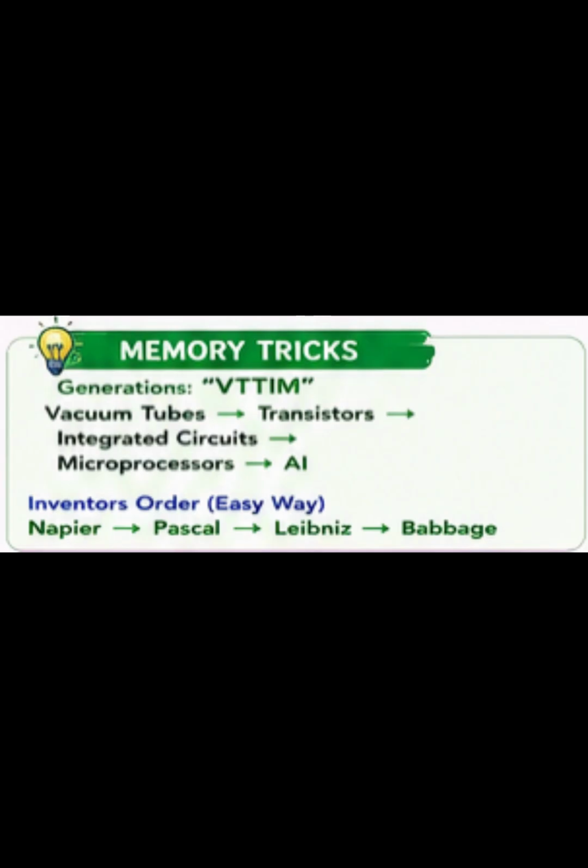What was the first calculating device? The Abacus. Who is the father of computer? Charles Babbage. Which generation used microprocessors? The fourth generation. And finally, what type of computer do you use at home? A microcomputer, like your laptop or tablet.